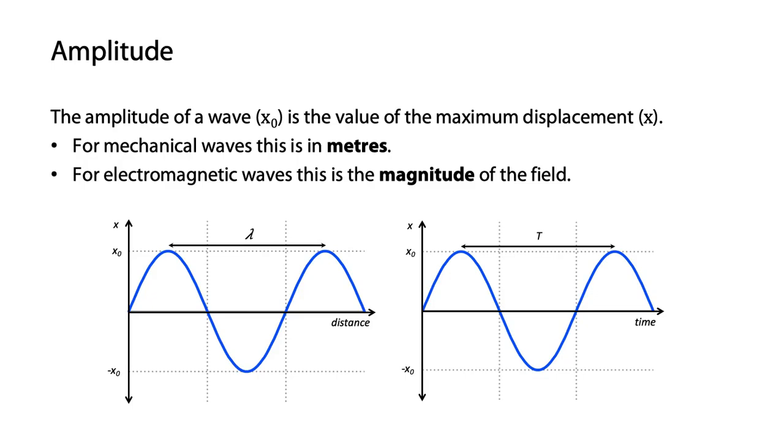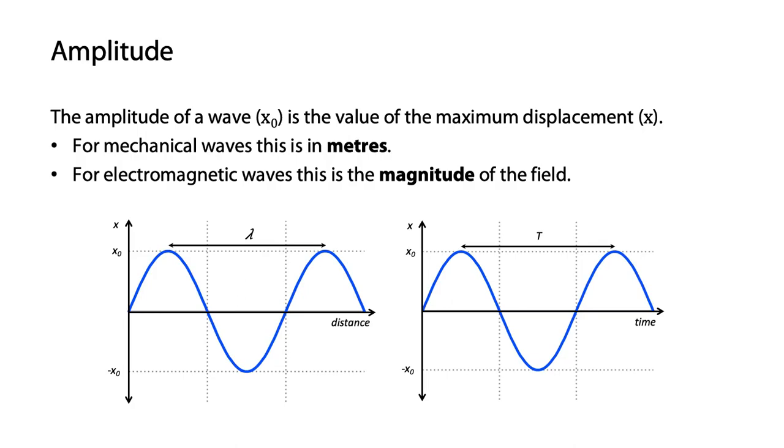So amplitude should not be a new concept for you. The amplitude of a wave, x0. Now I've given it x0, the value of maximum displacement x, because I think that's the correct way to put it, but it can be a little confusing. And so the IB would actually like you to also know and use the symbol A for amplitude.